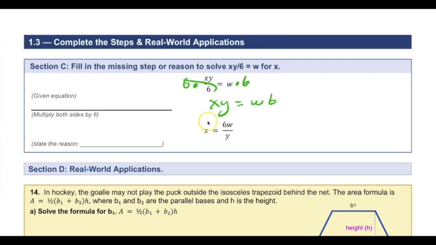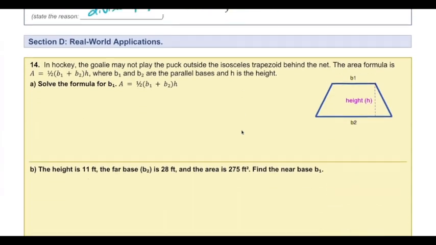Well, to go from this line to this line, we divided by y, it looks like. So we're going to use the division property. Let me go back. Division property. I guess the first step was the multiplication property. Okay, there we go. So we take the division property to get that. Let's go. That wasn't my favorite question. I don't like the way it was set up.